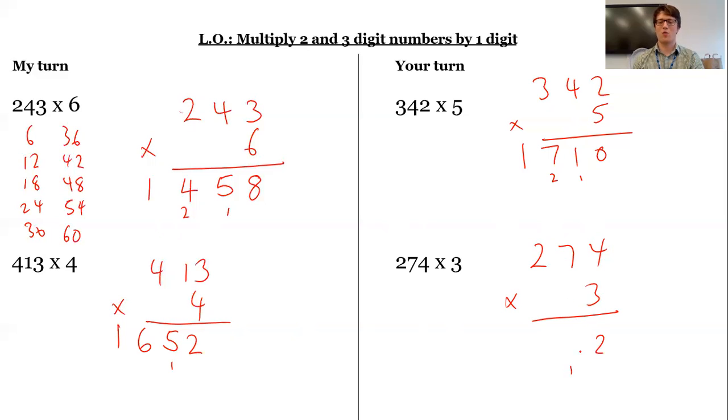And then finally, 3 times 4 is 12. 3 times 7 is 21. Add that 1 is 22. 3 times 2 is 6. Add the 2 gives me 8.